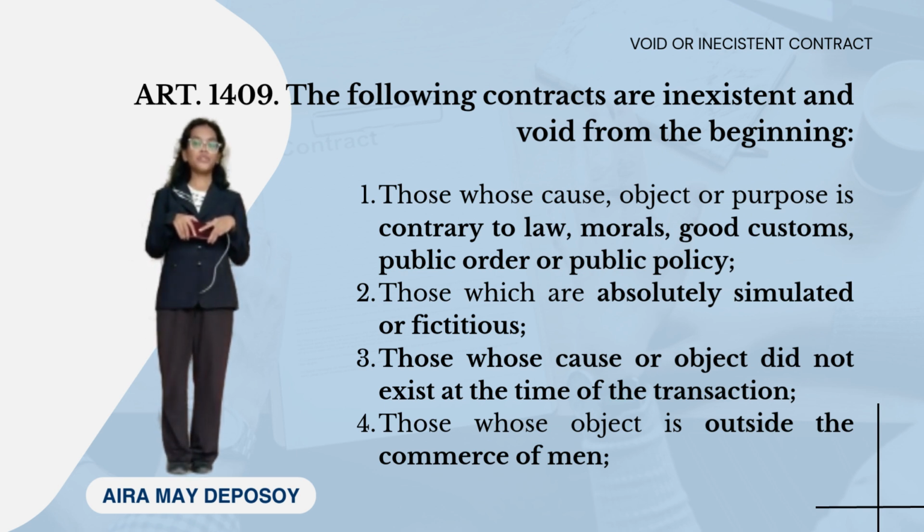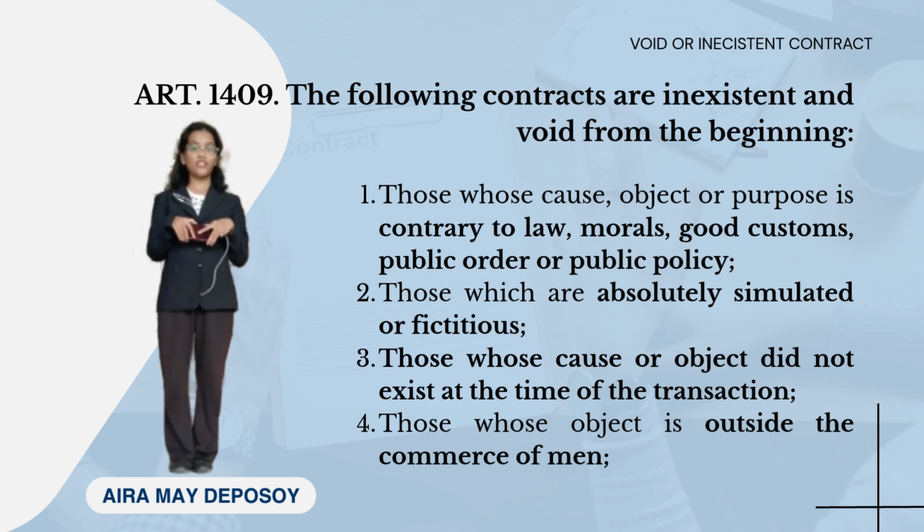Example, Anna agrees to serve Ben without pay until her debt is settled. This is against the labor laws. Even if Anna agreed, the law requires proper compensation for labor, so this contract is void. Contrary to morals. Anna is paid 50,000 to become Ben's live-in partner. This is immoral. Living together in exchange for money without marriage offends public morals, so this contract is void.